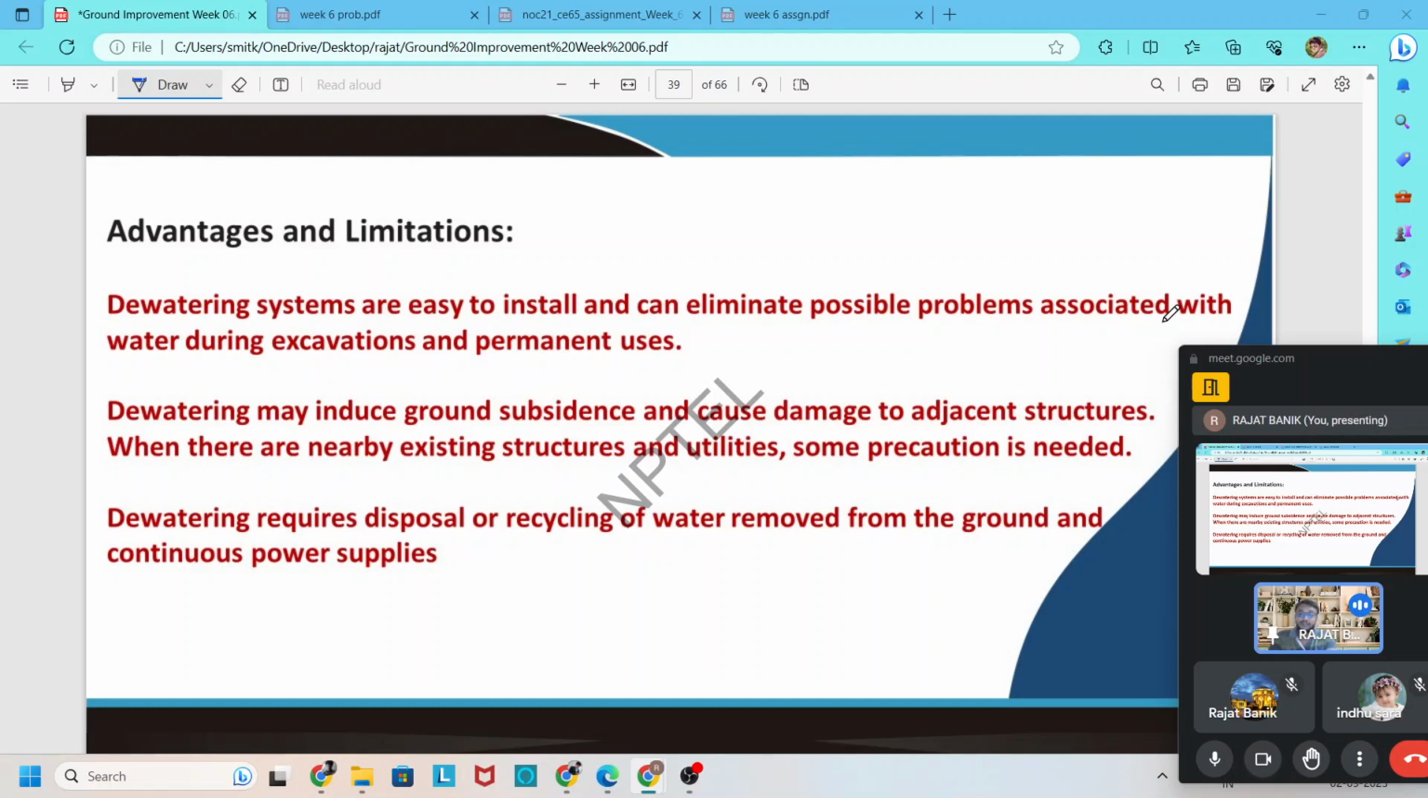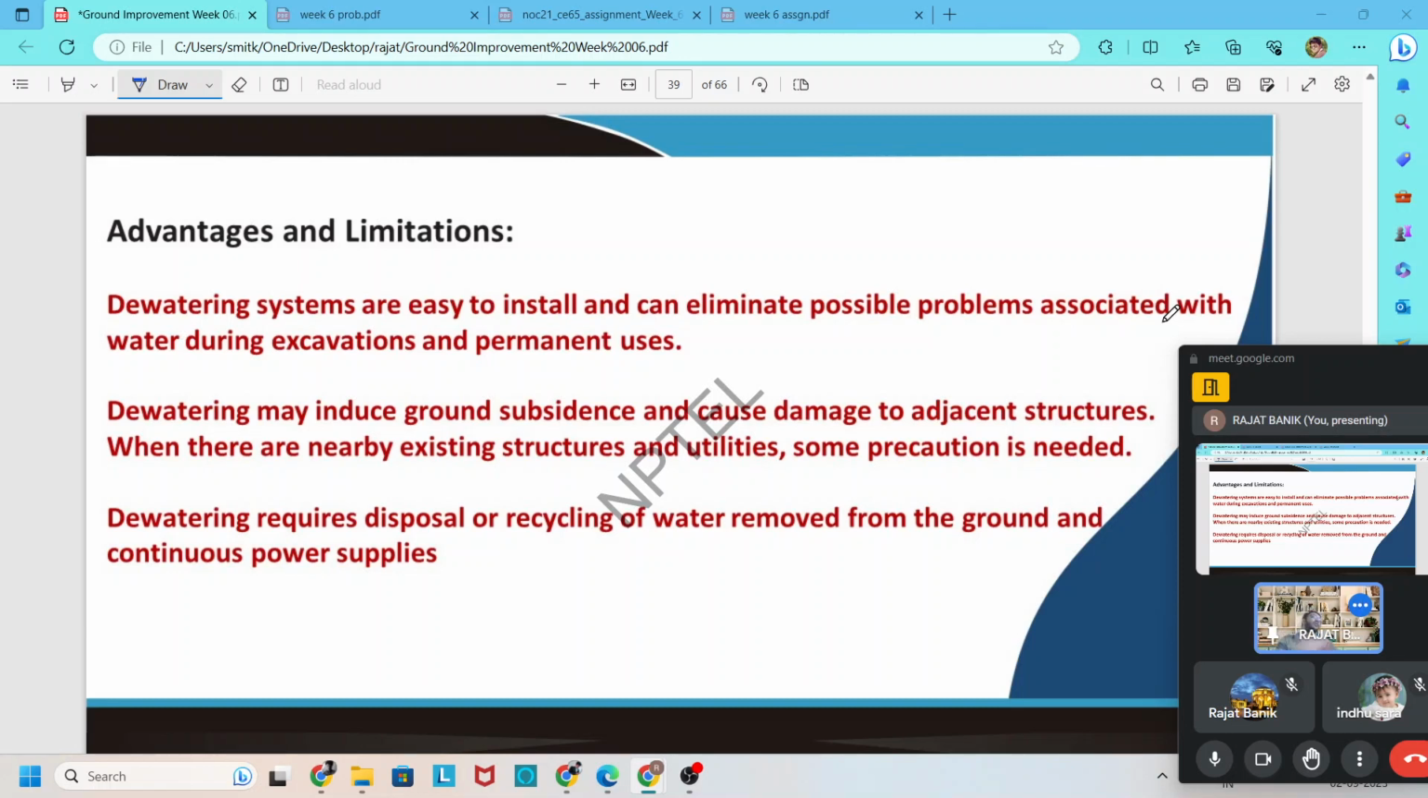These are the advantages. This line is regarding the advantage. That means it is easy to install and eliminates the possible problems associated with the water we already discussed. There are also some limitations for the dewatering technique. We already discussed that dewatering may induce ground subsidence.